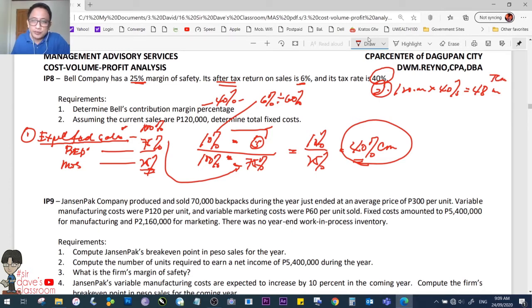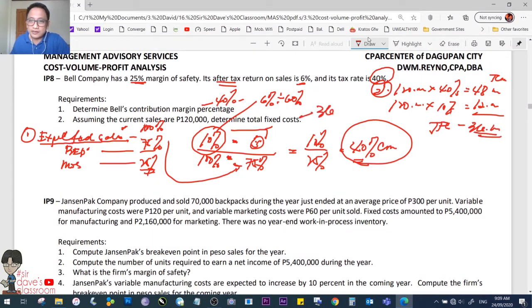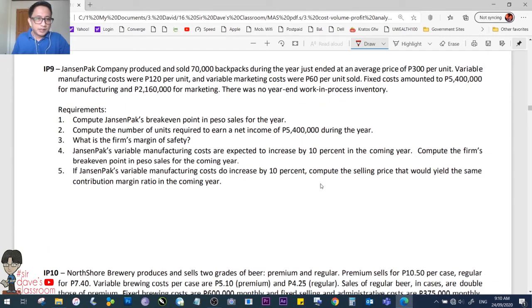In that case, if we have computed the before tax return on sales to be 10% already, then 120,000 times 10% would be the profit. That must be 12,000. Accordingly, total CM less total fixed cost is the profit. Total CM, therefore, less the profit would give you your total fixed cost, and it must be 36,000. Final answer, 36,000. IP number 9.